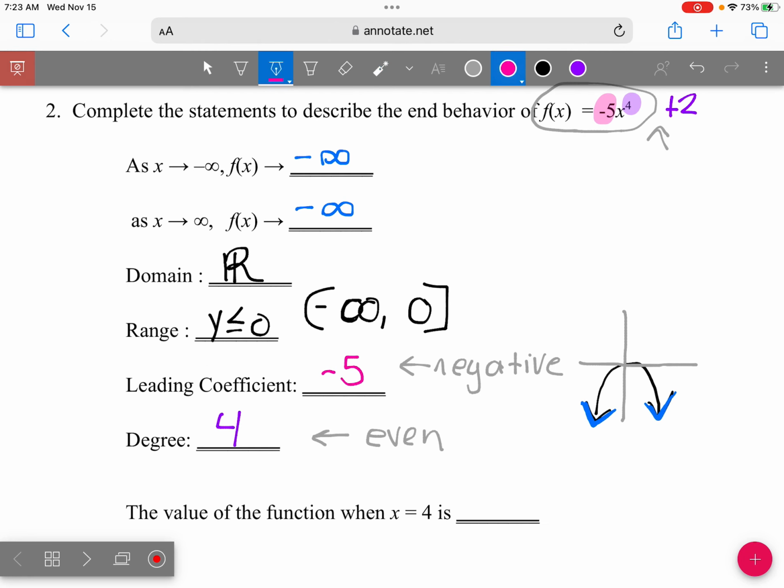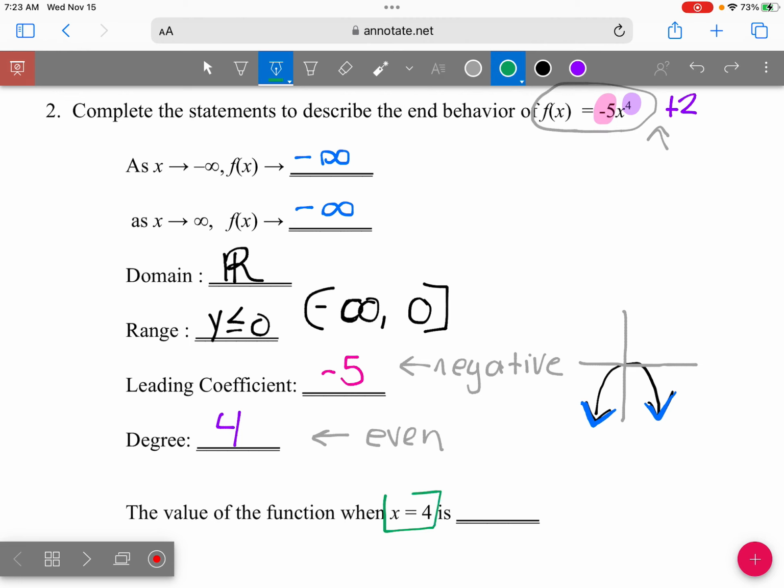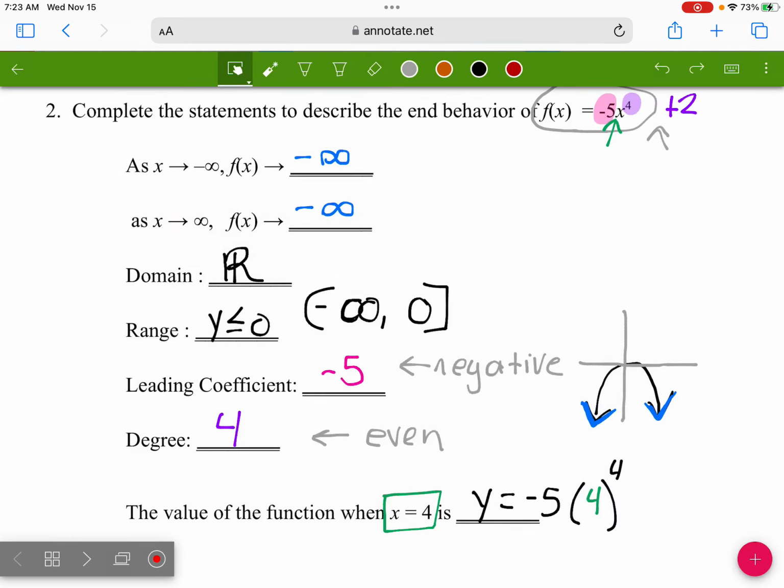The last piece of this is to estimate or to find the value when x equals 4. What we do to get the value when x is 4 is we substitute it into our equation. So we're going to calculate y equals -5 times 4 to the 4th. And the way we're going to do that is we're going to type it in the calculator.